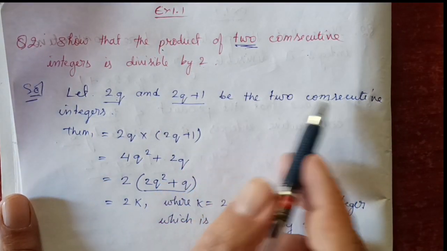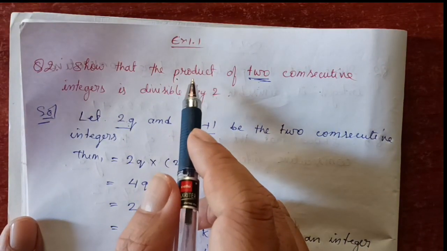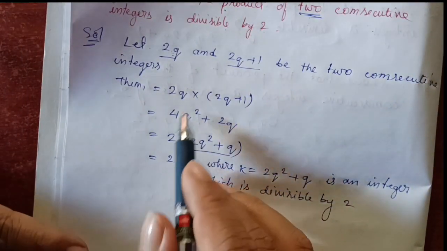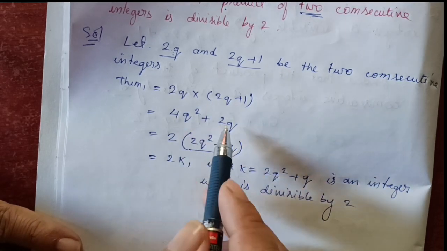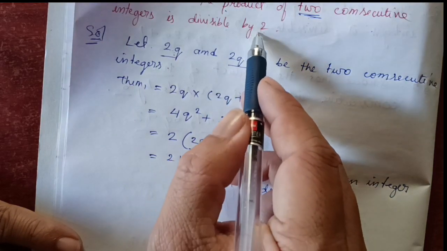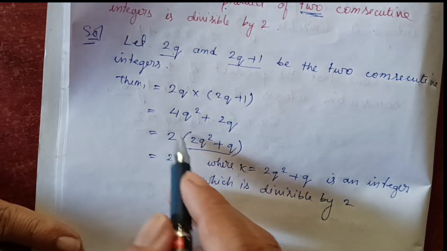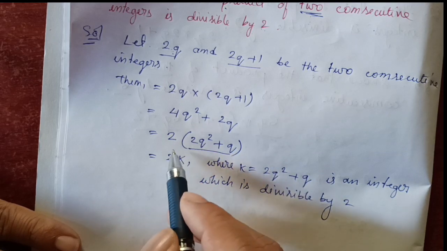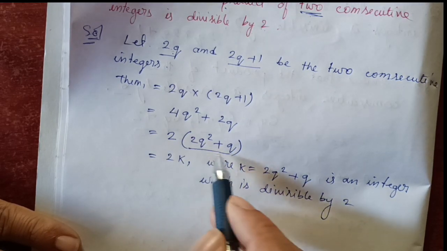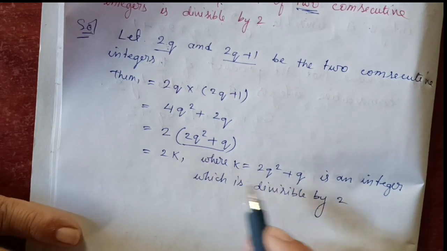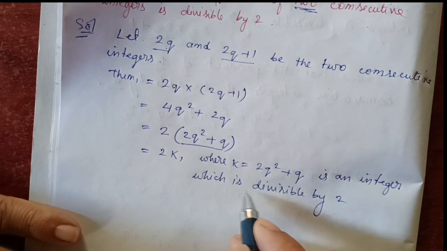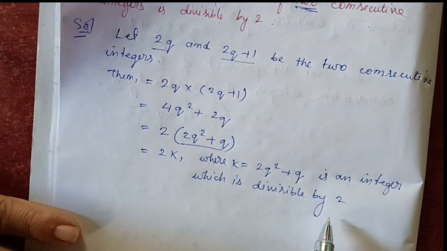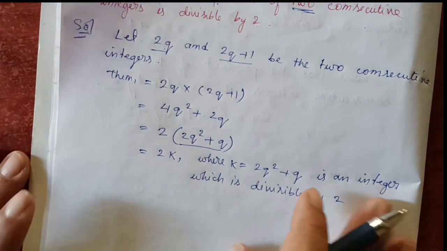2q and 2q plus 1 be the two consecutive integers. Then the question says find the product, so we find out the product. Product means we are going to find it only by multiplying. So we multiply, then we find the product. Then the product should be divisible by 2. So we divide by 2, then we get the answer. Then k will replace the values which are inside the bracket. So you can show here k equal to 2q square plus q is an integer which is divisible by 2. Okay, then let us try the next question. You will understand more.